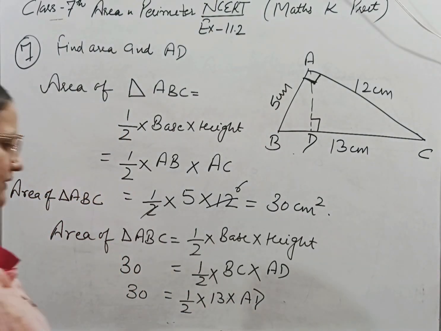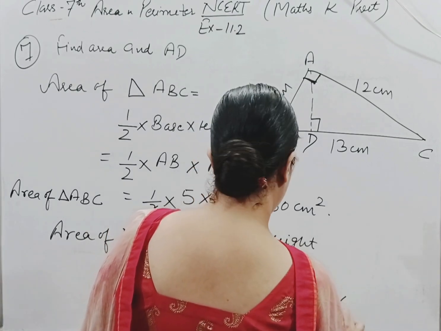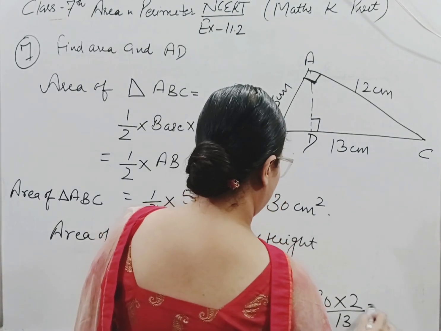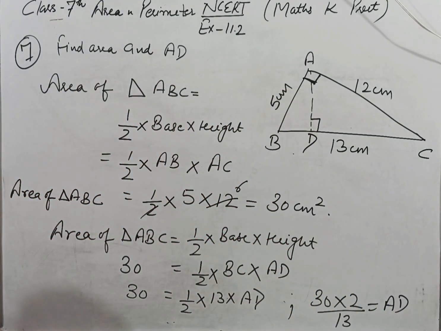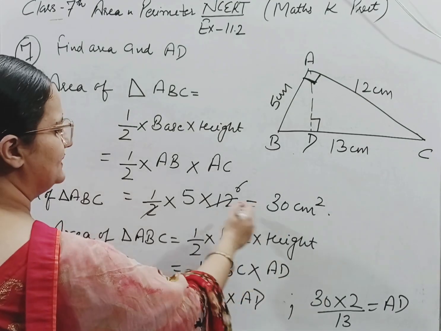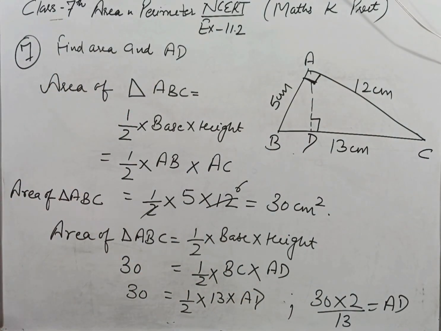So from this we can take the values on the left hand side. 30 into 2 divided by 13. So this calculation will give us AD, which will be in centimeters. This is the height. You can simplify this, and this is the area. These were the two things they were asking. So this was question number 7.